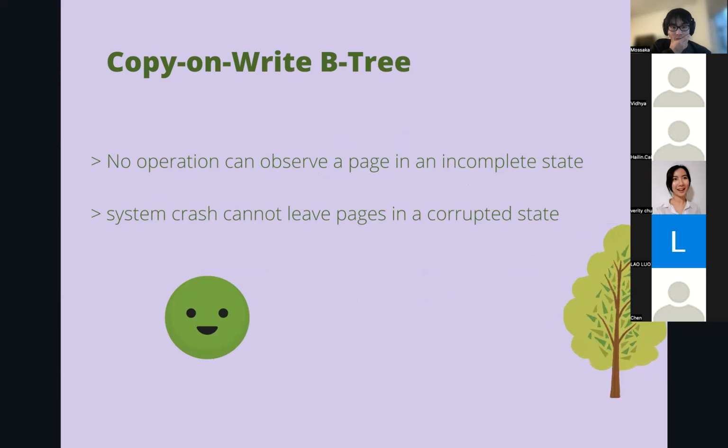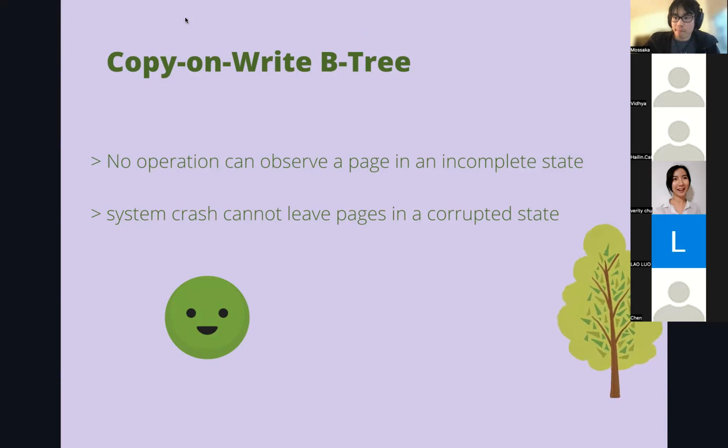I think this comes back to the question Masaka was asking earlier: if there is another read happening and then another write happening, what will this read operation get? So no operation can observe a page in an incomplete state. The second thing is that a system crash cannot leave pages in a corrupted state, because the tree will only be modified once the new tree has been constructed.